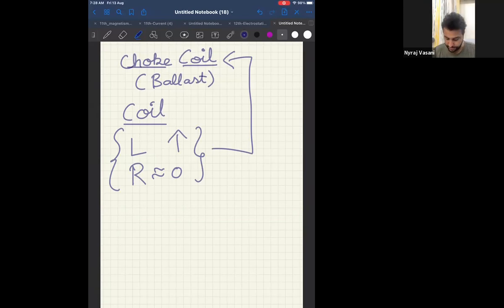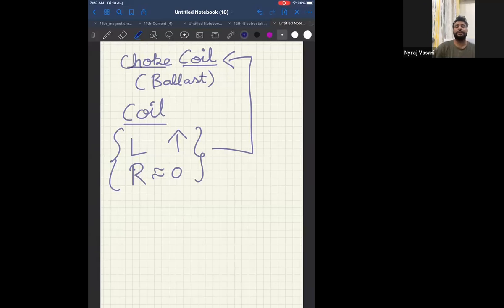Now, if you look at page 49, side heading choke coil, what is written? Choke coil is a device having high inductance and negligible resistance. It is used to control current in AC circuits and fluorescent tubes. Fluorescent tubes means tube lights. And the power loss in the circuit containing choke coil is least, XL greater than R, and so on.